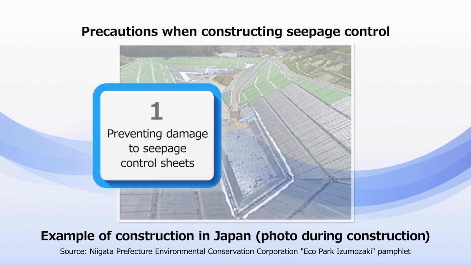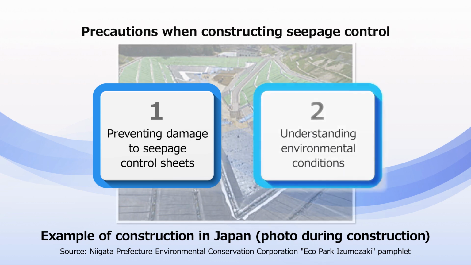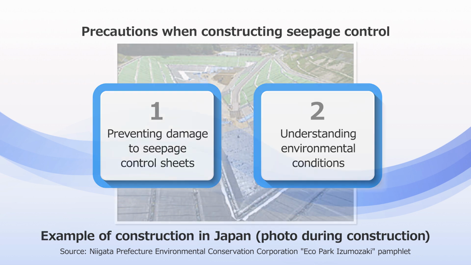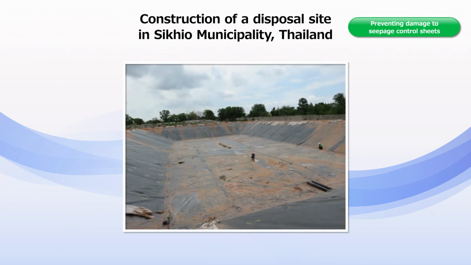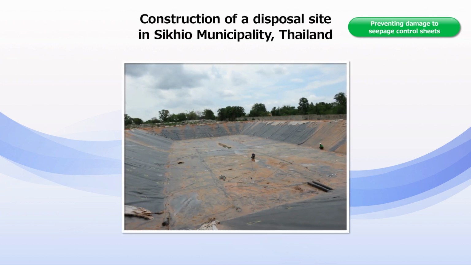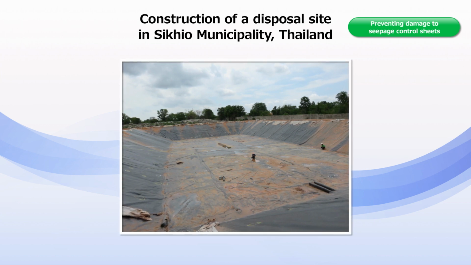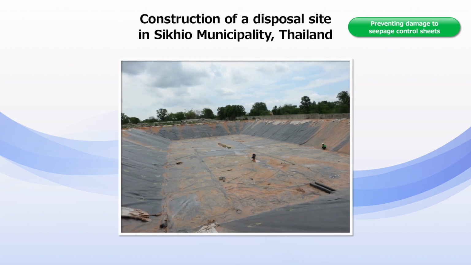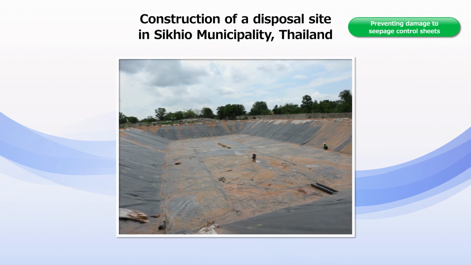1. Preventing damage to seepage control sheets. 2. Grasping the environmental conditions. The seepage control sheet prevents the outflow of leachate contaminated by contact with waste, so even if it is a small one, if it has a hole or is damaged, it will not be able to perform its function, and the leachate will leak to the surroundings and will cause environmental pollution.